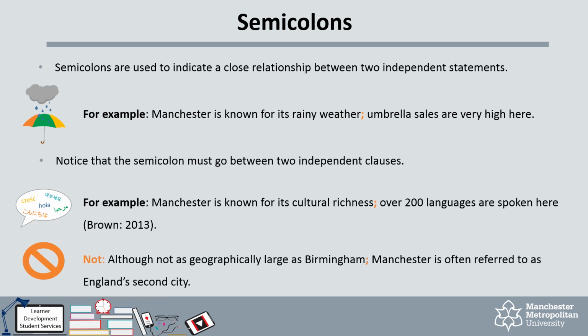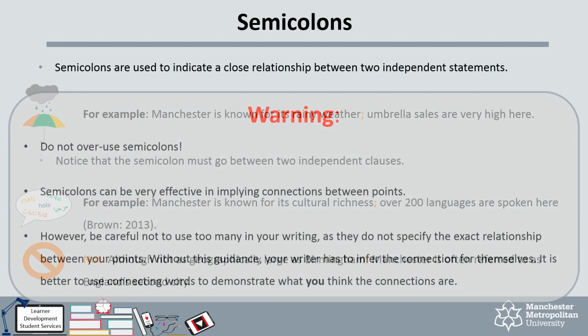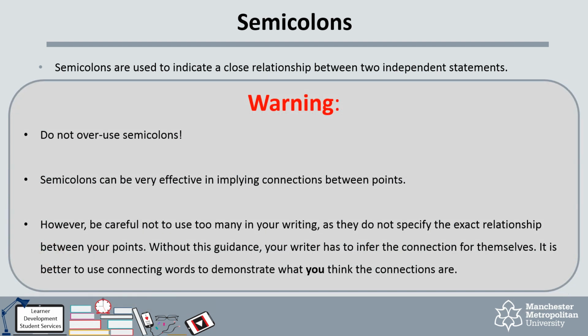This example shows the incorrect use of a semicolon, as the first part of the sentence, although not as geographically large as Birmingham, is not an independent clause. It is not a full sentence and cannot stand on its own. Semicolons can be very effective in implying connections between points. However, be careful not to overuse them in your writing.